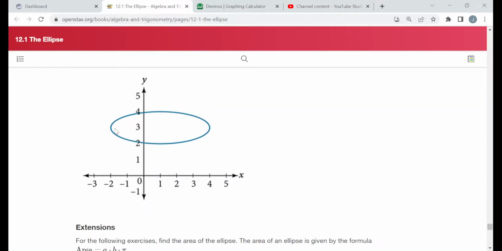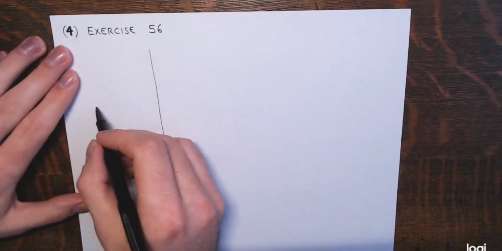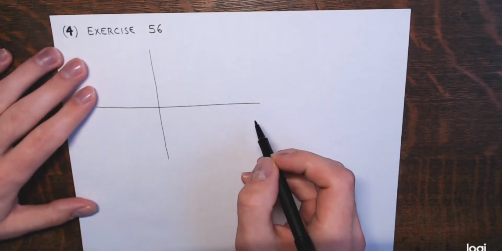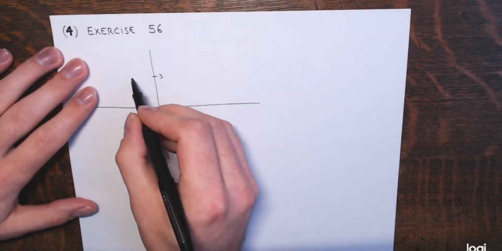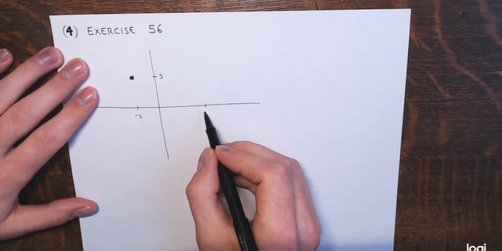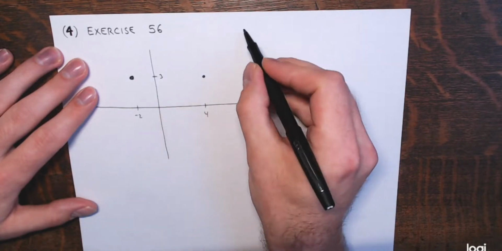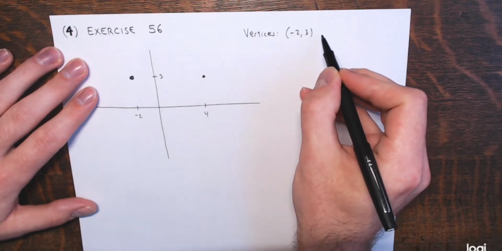Based on where the vertices look and the co-vertices look, we should be able to easily write an equation for this. So I'm going to draw a rough sketch of this picture on my paper. All right, the vertices look like they're at negative 2, 3. And at the other end of the ellipse was the point, it looks like the point 4, 3. So vertices are at negative 2, 3, and 4, 3.